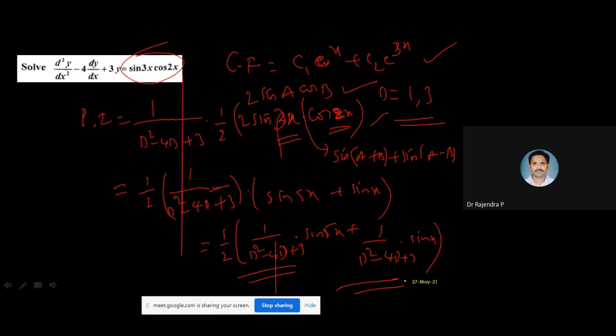Actually, why did I take this problem? I want to tell you how to convert this product, sin 3x into cos 2x, into sines and cosines, by using your formula, multiplying and dividing by 1 by 2, so that we are able to get this form. After that, of course, you can take this as one particular integral and the other as another particular integral. You can do it separately or do it there itself and get the results, because we have done so many problems like this in the same way.